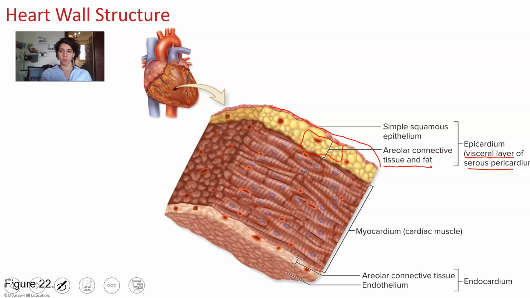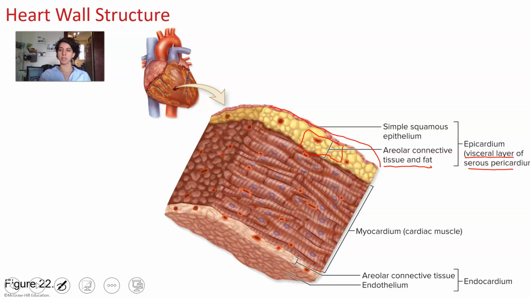So why would you need fat anywhere in the body? Yeah, if you said for insulation and energy storage, you are correct. So while the heart is contracting and relaxing within the thoracic cavity, within that tough fibrous pericardium, it also needs a little bit of cushioning. So we have our layer of fat.